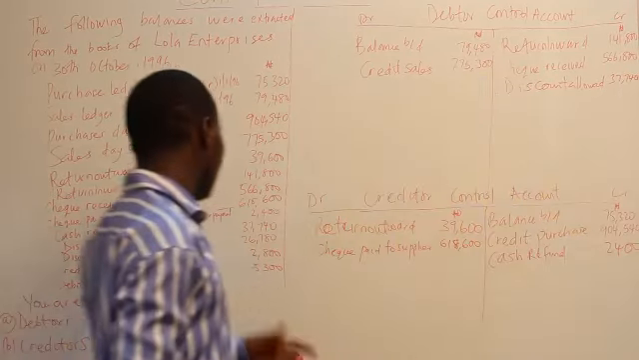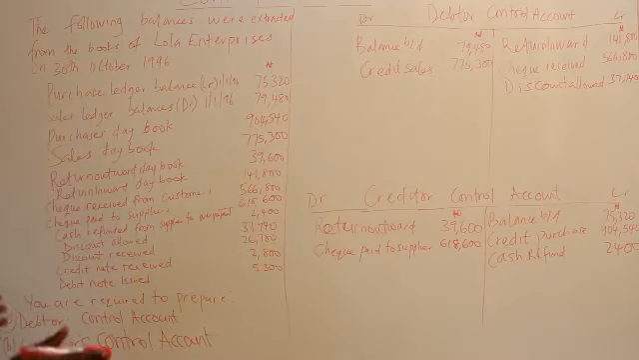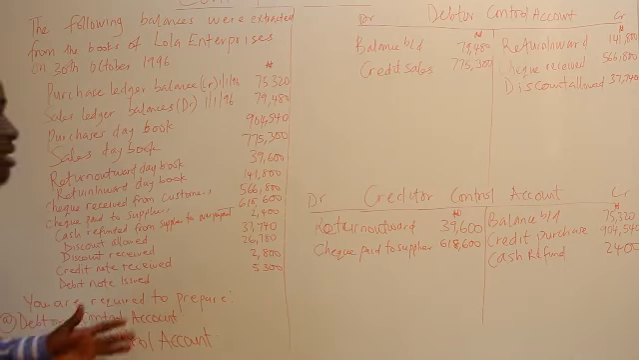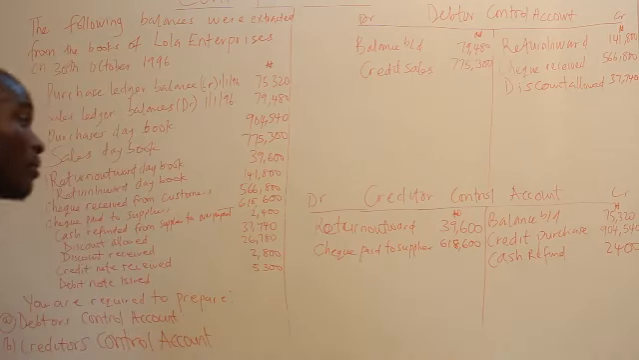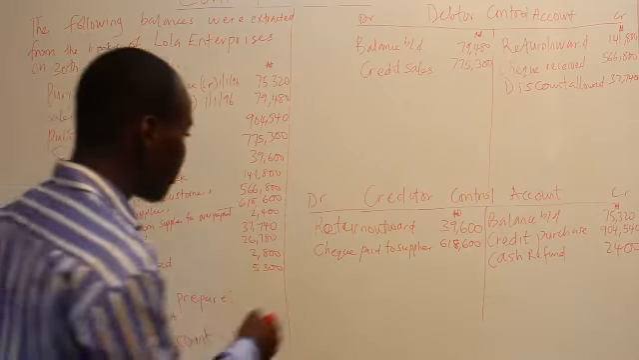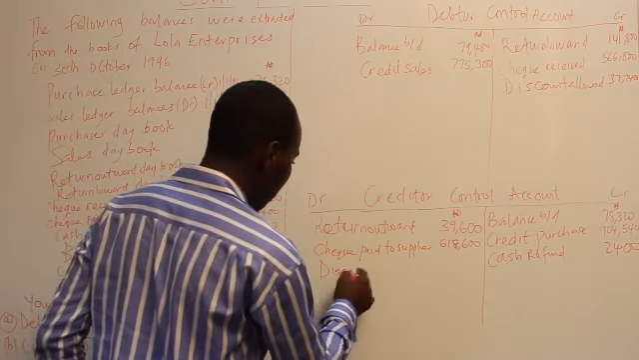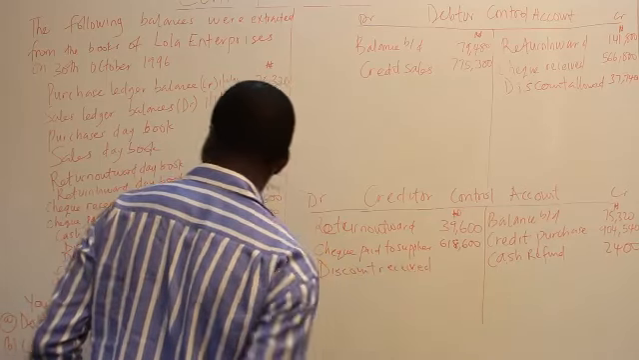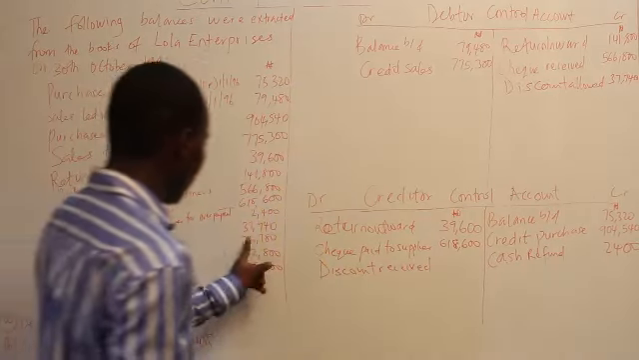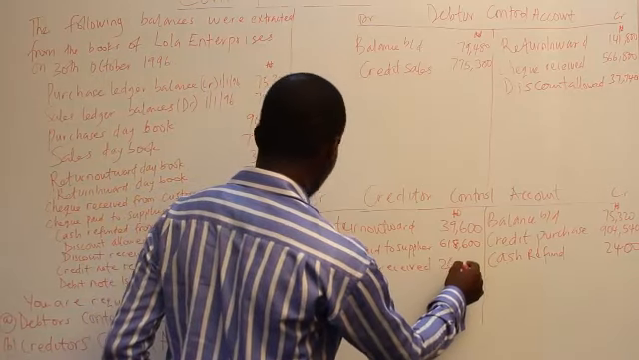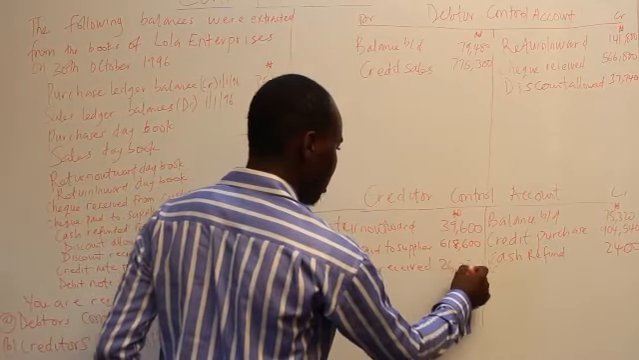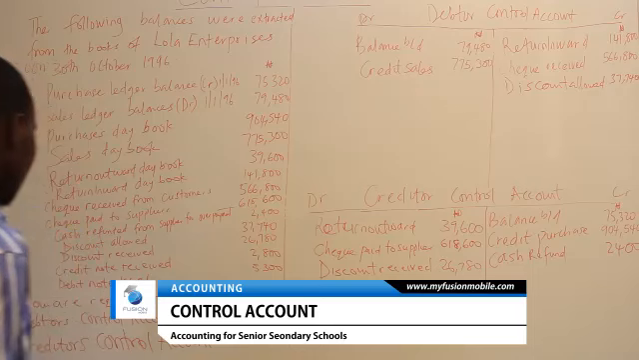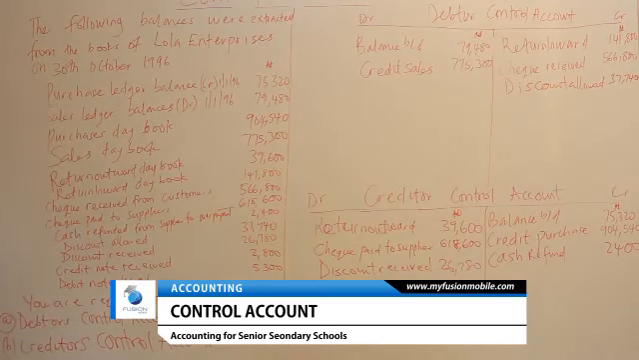Now the next thing is discount received. Once discount has been received from the suppliers, the personal account of the supplier will have to be debited, which is the creditor control account. So that means we are going to debit the discount received, which has been explained in the format. Which is 26,780.